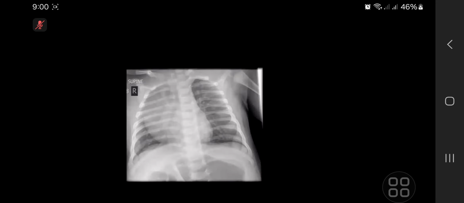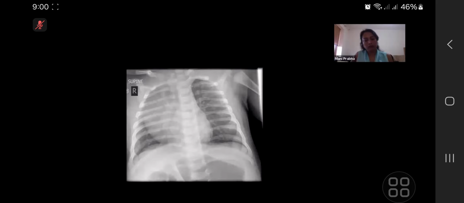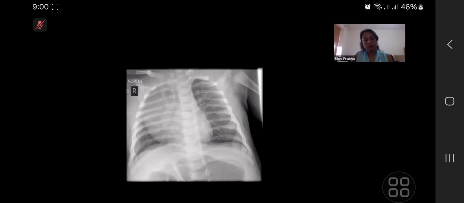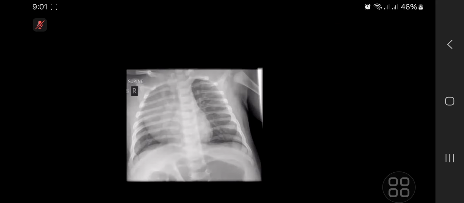So it's a frontal chest radiograph of a neonate, which is demonstrating a large opacification centered over the right hemithorax, sparing the right costophrenic angle. There is some. This opacification is kind of not very dense.